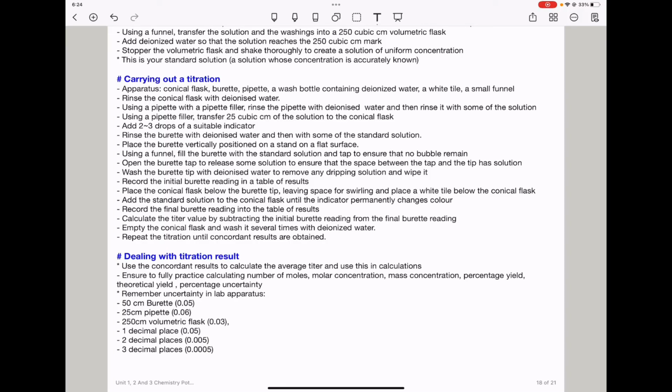If a balance is to 1 decimal place, the uncertainty is plus or minus 0.05. And if it's 2 decimal places, it's plus or minus 0.005. If it's 3 decimal places, the uncertainty is plus or minus 0.0005.